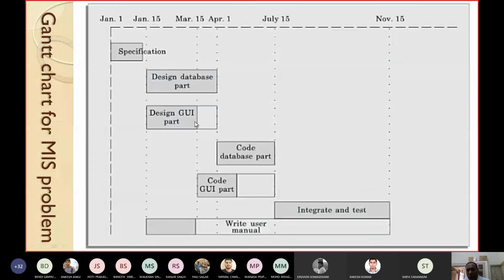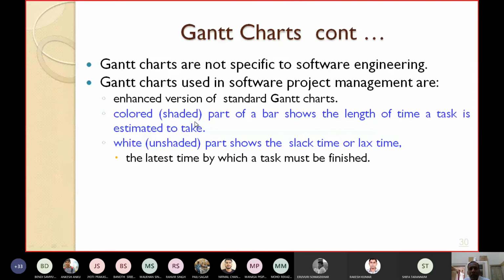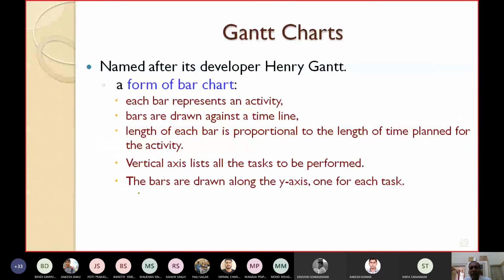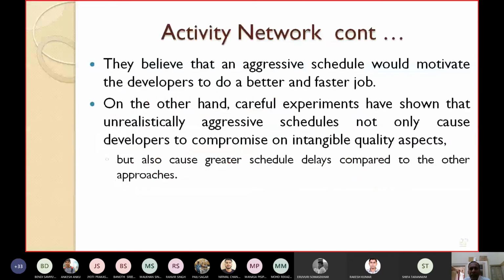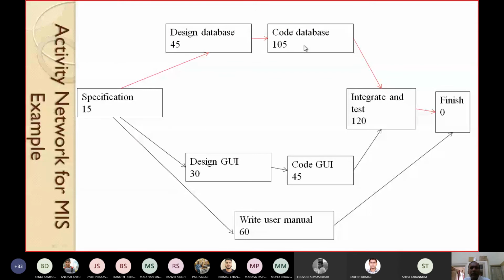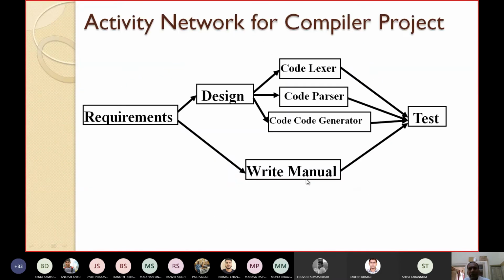But see, what is the problem? What is the constraint? The constraint is that after design database, you can start code database. Similarly, after design GUI, you can start code GUI. Code database will take 105 days. How many days will code GUI take? 45 days. Now let's see.